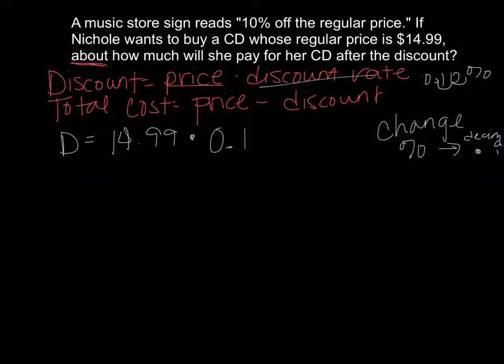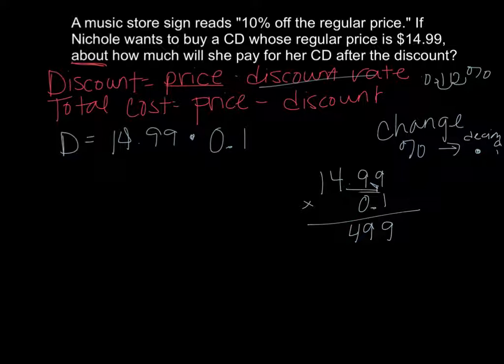I will do this longhand because I feel like I'm going to get some kids that say, well, how do you multiply decimals? We've multiplied decimals lots, but let's practice it again. 1 times 9 is 9. 1 times 9 is 9. 1 times 4 is 4. 1 times 1 is 1. Okay, so now the question is, how many decimal points do I bring that back?